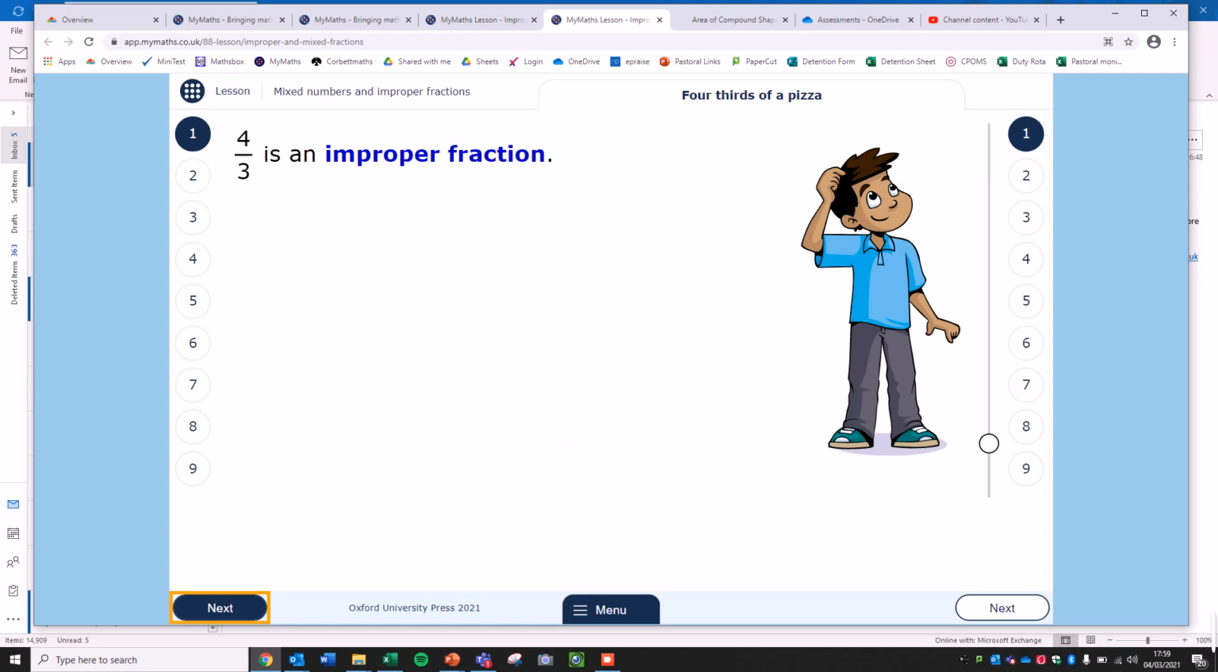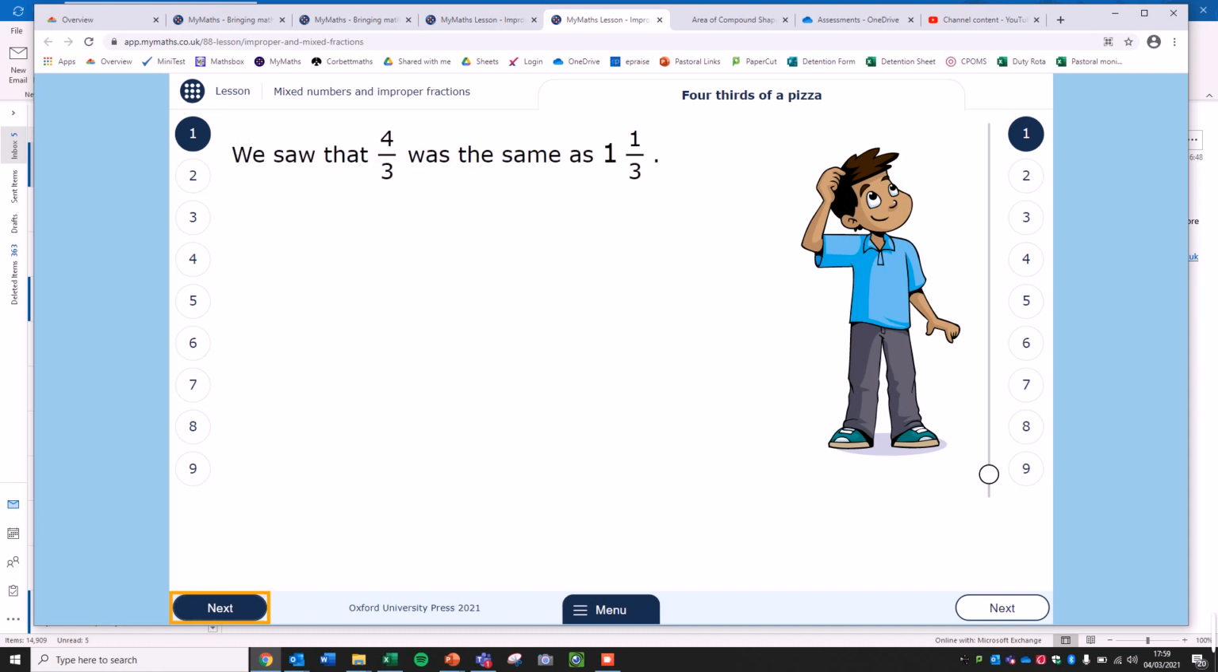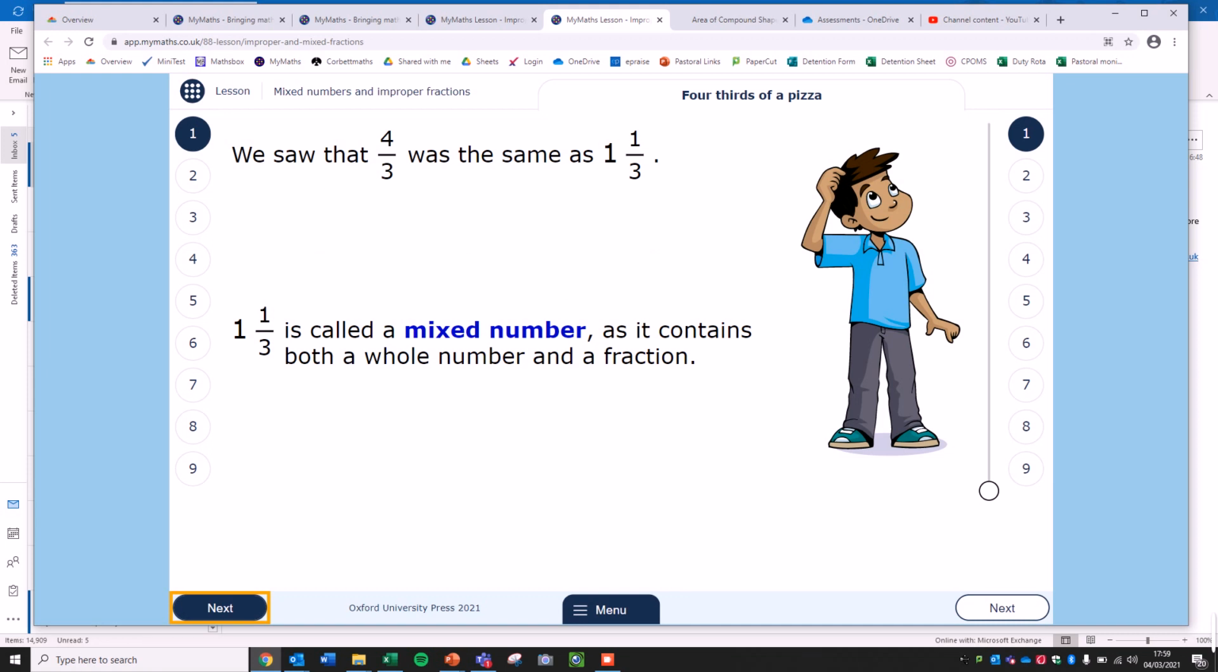4/3 we call an improper fraction, even though it's not very improper, but that's just what we call it when the numerator is bigger than the denominator. Top heavy is what I'd probably call it. And 4/3 is the same as 1 and 1/3, and as we think we know, a mixed number. 1 and 1/3 is a mixed number because it's got a whole number bit and a fraction bit.